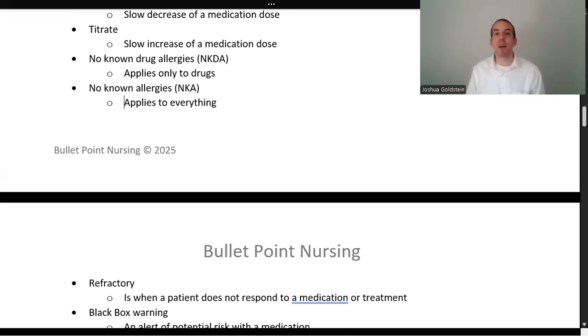Next, we have refractory. Refractory is when a patient does not respond to medication or treatment. So, for example, the lingo you might hear with this is a patient's blood pressure is low, refractory to 2 liters of saline. What does that mean? Their blood pressure is low, refractory. It didn't respond to 2 liters of saline, meaning I already gave them 2 liters of saline.